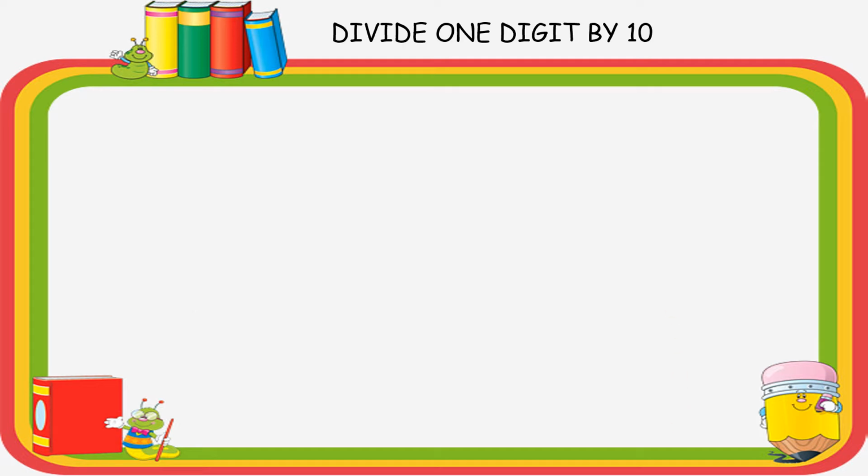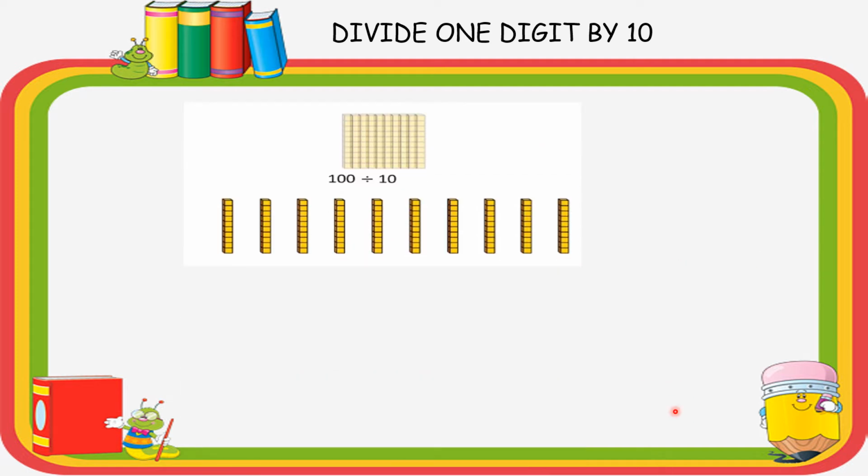Now let's quickly look at dividing one digit by 10. First, we are going to do a quick recap from our previous video. Now this is 100 square. 100 divided by 10 gives us what? 10.